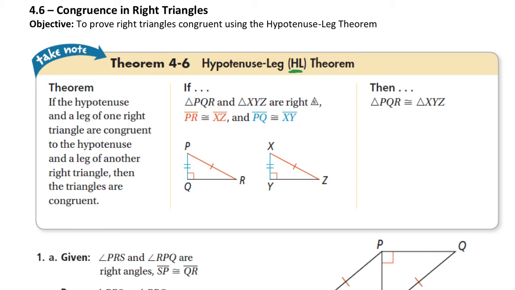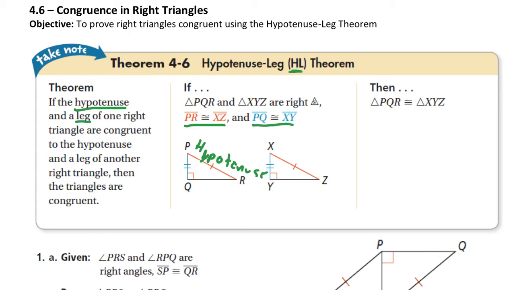So the theorem says if the hypotenuse and a leg, so only two parts of one right triangle, are congruent to the hypotenuse and another leg of a different right triangle, then the triangles are congruent. So this is the criteria. If these two triangles, PQR and XYZ, are both right triangles, and PR is congruent to XZ, that is each of the hypotenuses. So the hypotenuse in a right triangle is the side that's across from the right angle, the side that is opposite from the right angle.